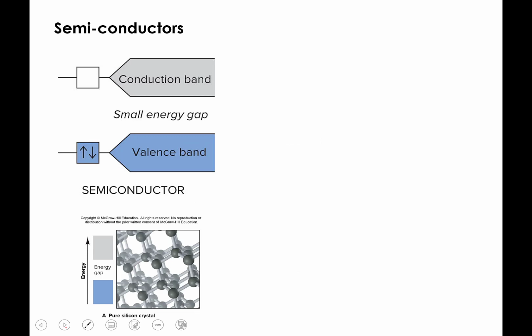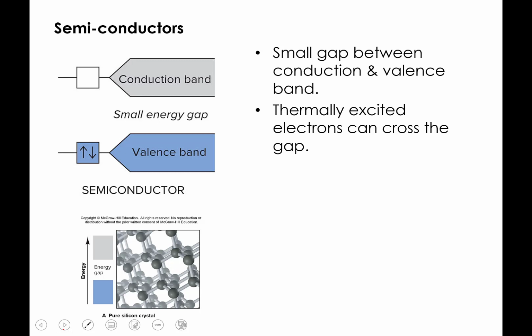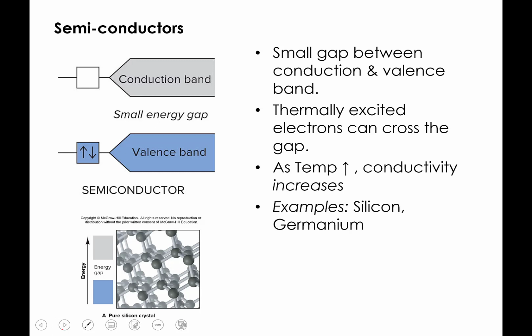Semiconductors, like we mentioned before, have a small energy gap between the valence and the conduction band. And with semiconductors, thermal energy can excite electrons across that gap. So as you increase the temperature, the conductivity increases. And some examples of semiconductors are silicon and germanium.